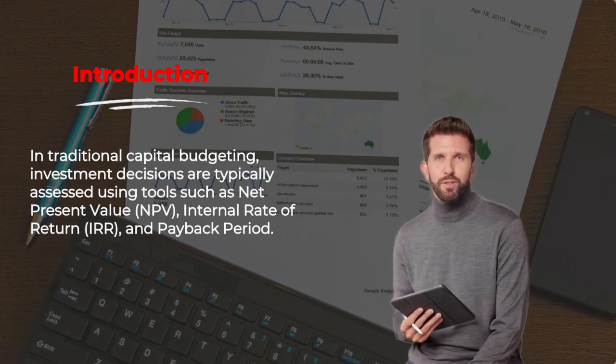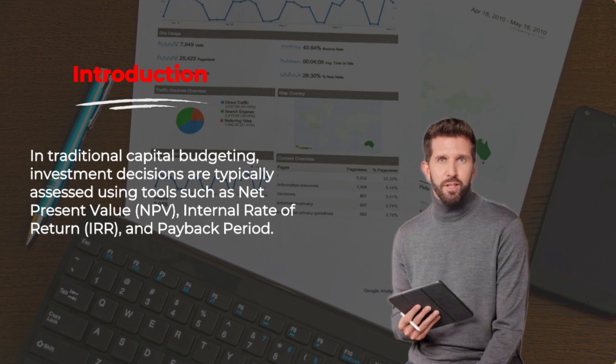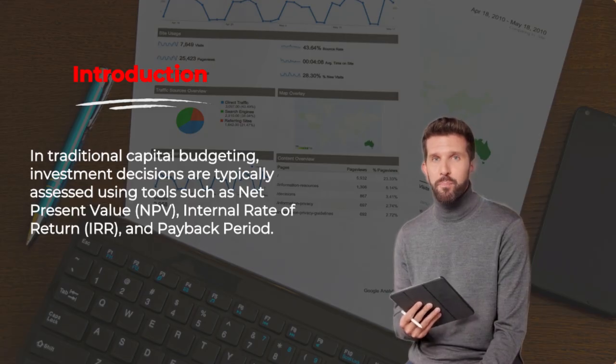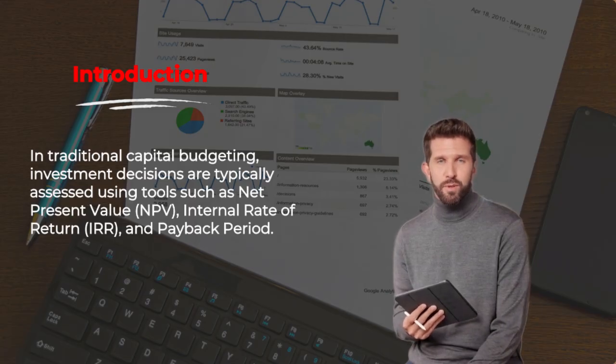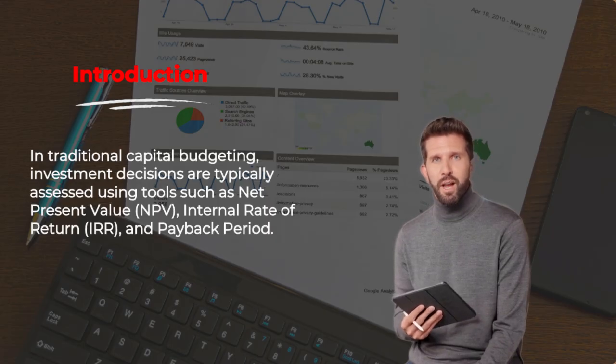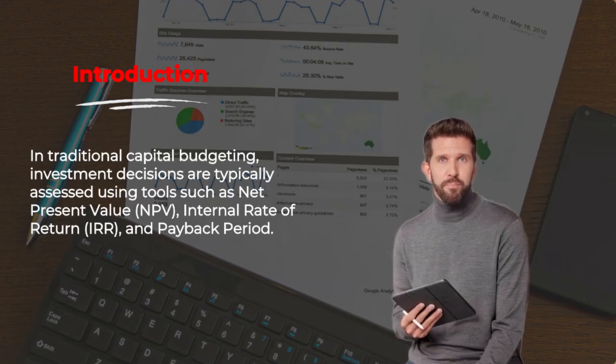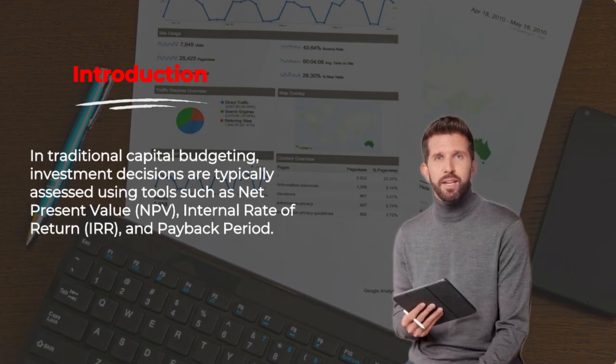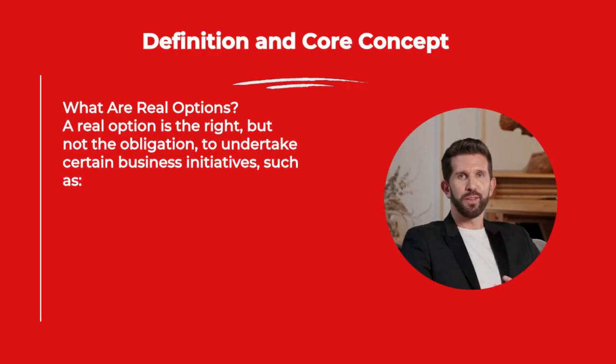Real options introduce flexibility into the capital budgeting process by treating investment opportunities as financial options, much like those traded in markets, where firms can defer, expand, contract, abandon, or switch investment strategies based on how future uncertainties unfold. This module explores the types, valuation, and strategic significance of real options in capital budgeting and how they create value beyond conventional NPV estimates.